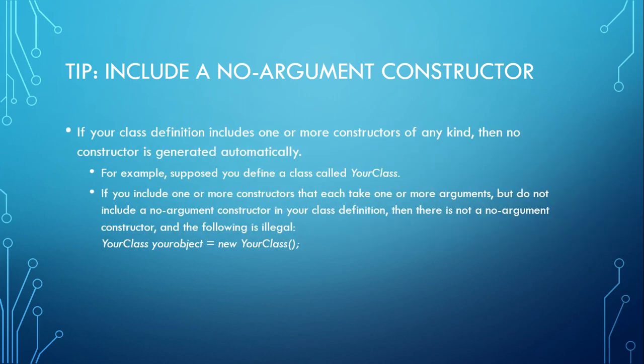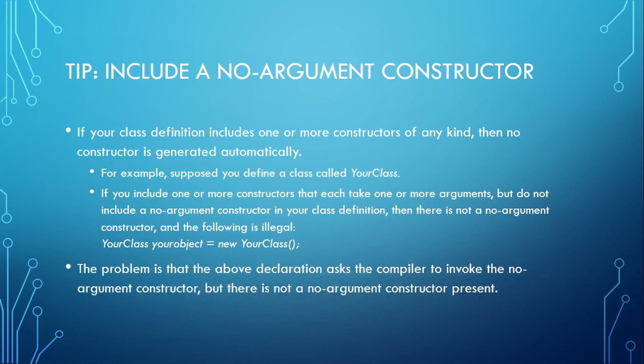The book continues by saying that if your class definition includes one or more constructors of any kind, then no constructor is generated automatically. For example, suppose you define a class called YourClass. If you include one or more constructors that take one or more arguments, but do not include a no argument constructor in your class definition, then there is not a no argument constructor, and the following would not be legal: YourClass yourObject = new YourClass(). The problem is that the above declaration asks the compiler to invoke the no argument constructor, but there is not a no argument constructor present.